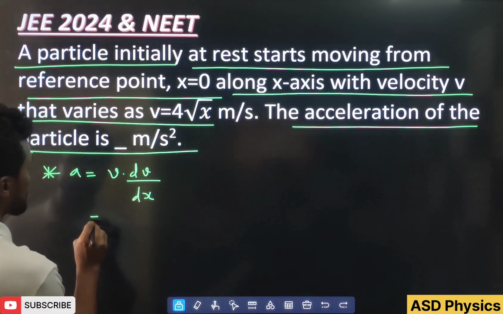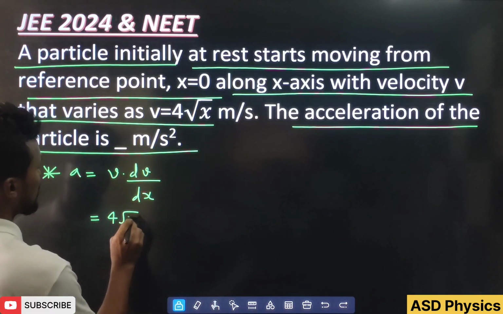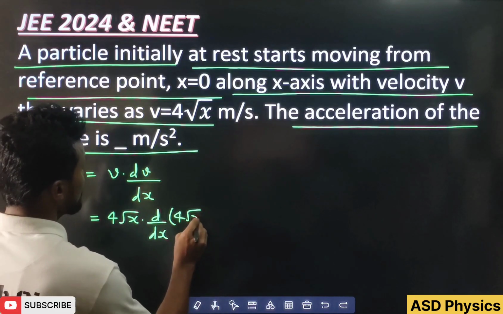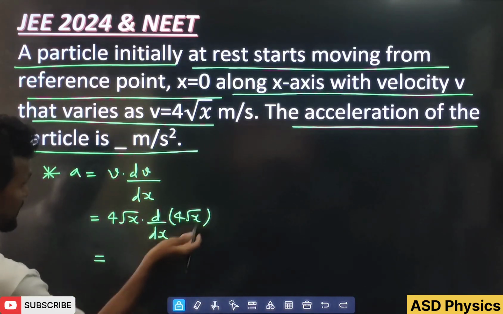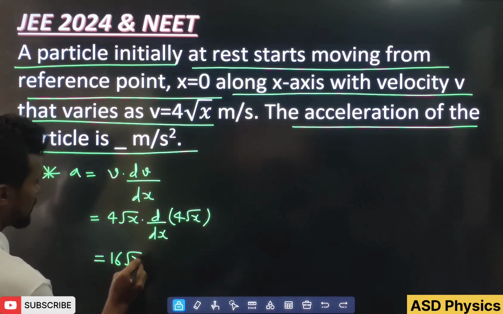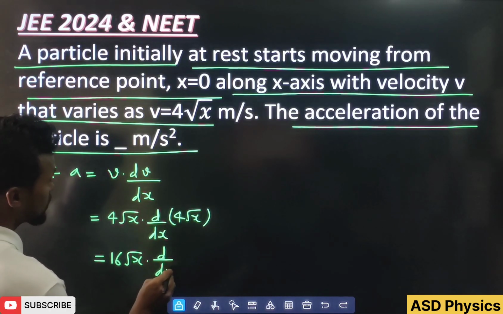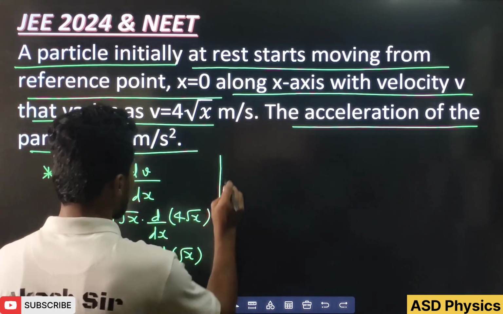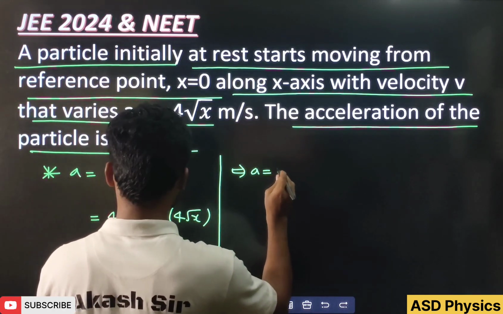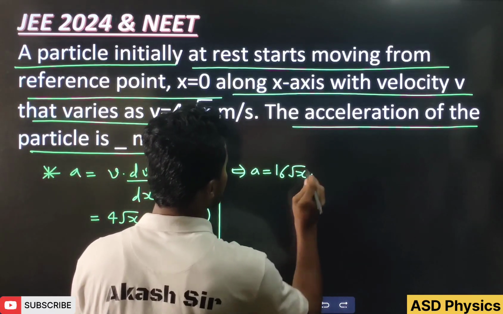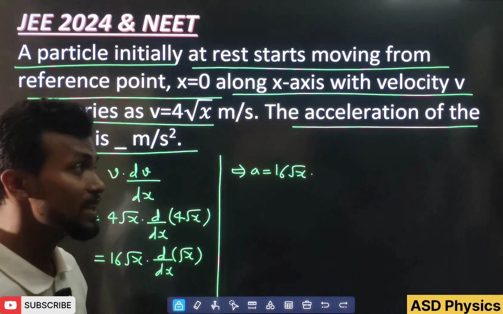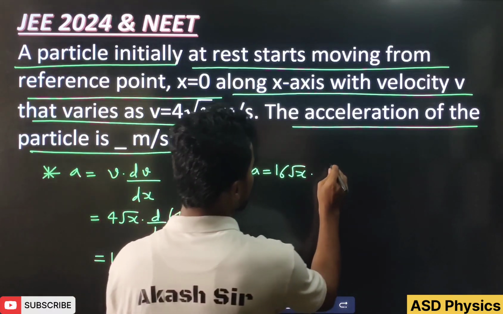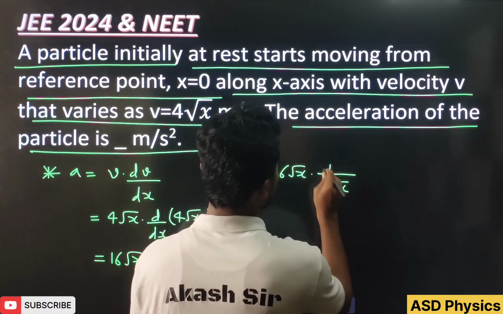Now we'll put the value. Velocity is given as 4 root x, into d by dx of 4 root x. The 4 will come outside, so it becomes 16 root x into d by dx of root x. Hence acceleration is 16 root x, and the differentiation of root x: I have taught that d by dt of root t is 1 by 2 root t. In the same way, d by dx of root x is 1 by 2 root x.